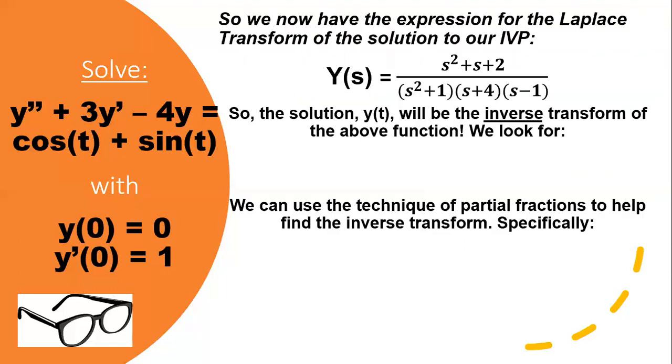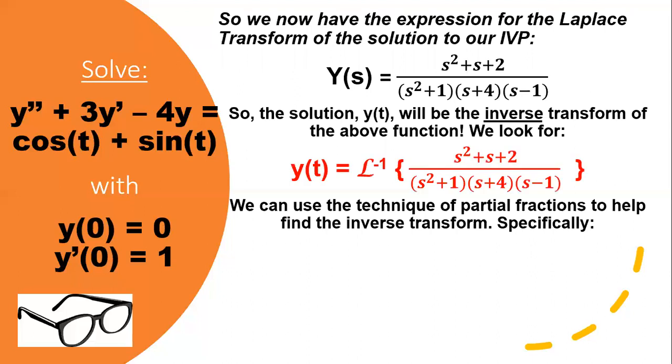What that means, now that we've found the transform of the solution, is that our solution will, of course, be the inverse transform of that. So now our problem of finding the solution to this initial value problem has become one of finding an inverse Laplace transformation. Whatever function is the inverse transform of that rational function is the solution to our IVP.